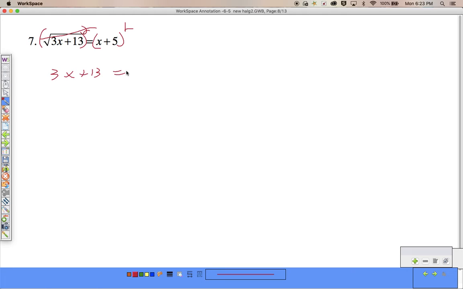We've had this issue before, these types of problems. We need to remember that when we square something, and I square x plus 5, I need to multiply x plus 5 times itself, so it needs to turn into this, which is a FOIL problem. All right, so I'm going to do two things at once. I'm going to subtract a 3x and minus a 13, and I'm going to FOIL.